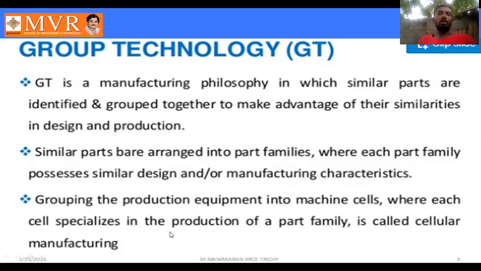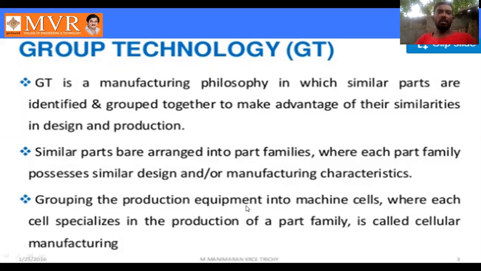Why? Because the total production equipments we are arranging into machine cells. We have so many equipments, such as raw materials, cutting tools and so on. So the total equipments are arranged into machine cells. Each and every cell is specialized in the production of a part family. That's why we can call it cellular manufacturing.